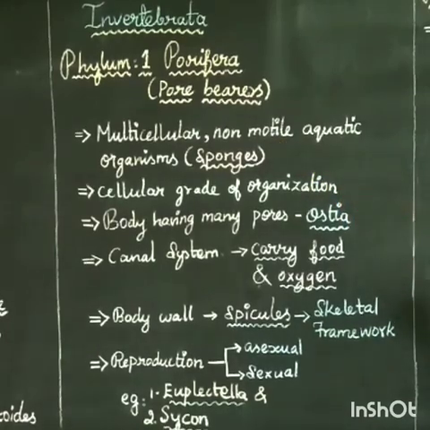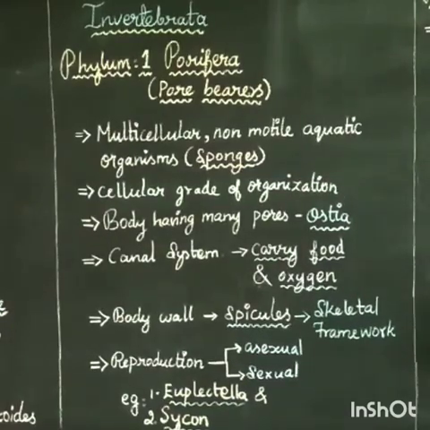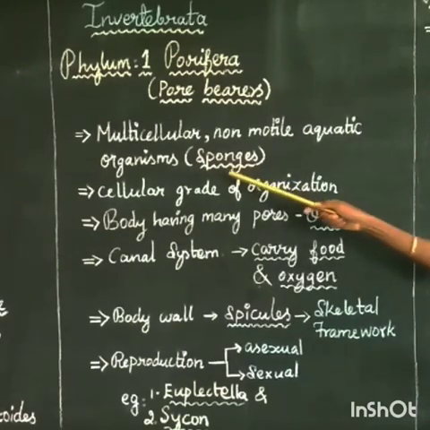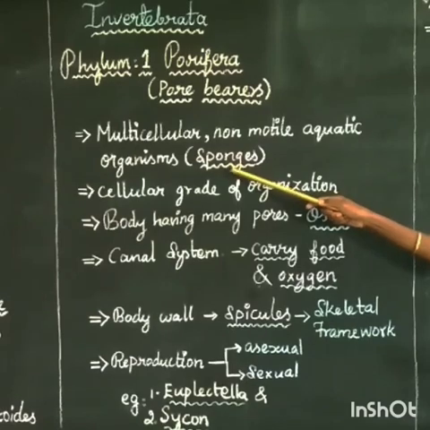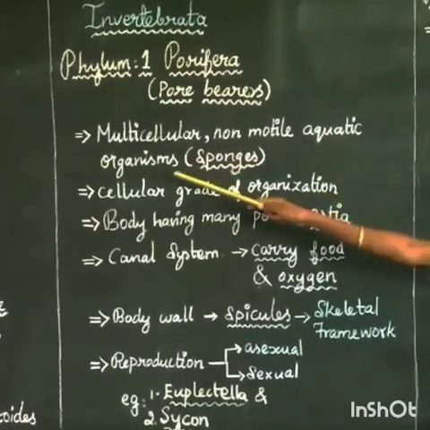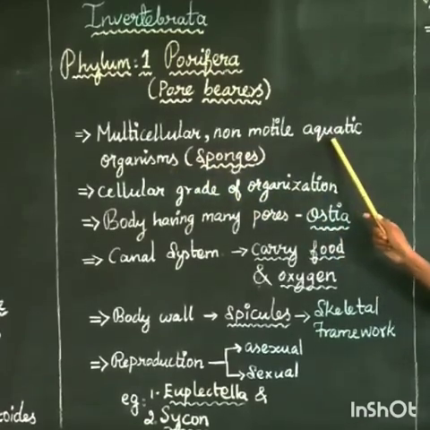For example, a plant is not moving. It is firmly attached to the soil. Like that, these aquatic organisms are firmly attached to some substrate. A very good example is sponges. What is meant by aquatic organisms? They live in water only, so they are called aquatic organisms.